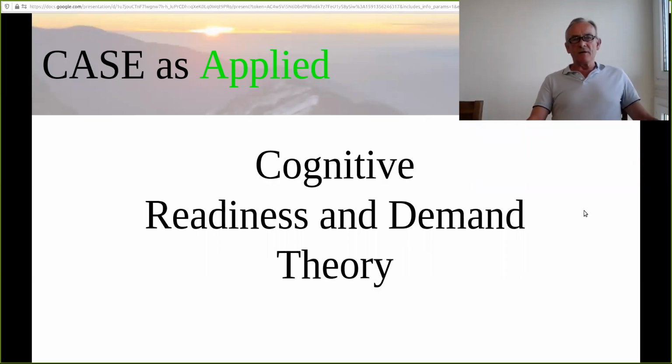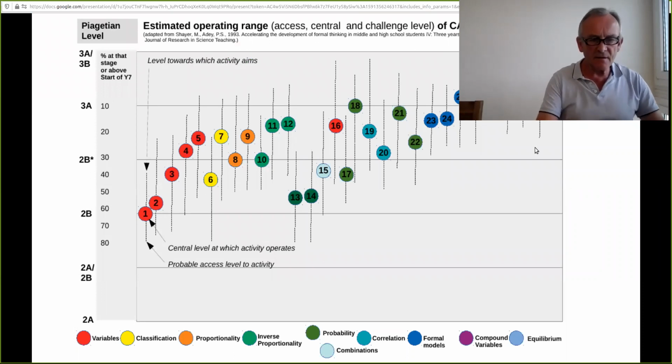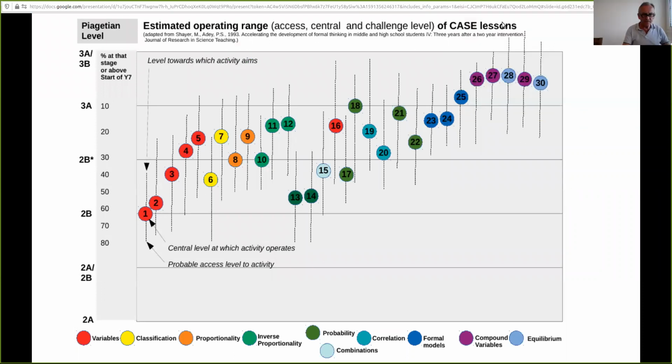Okay, now moving on to part 3, which is where we're going to look at how I applied this cognitive readiness and demand theory to creating some what I call bridging lessons. This is again the 30 original case lessons showing the entry point to each lesson and its cognitive load, the target of the main episodes of the lesson, and some of the more stretching activities.